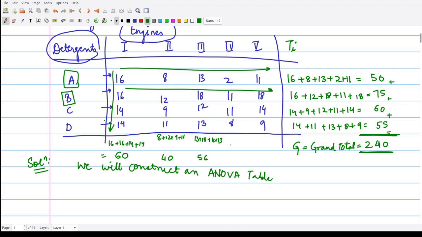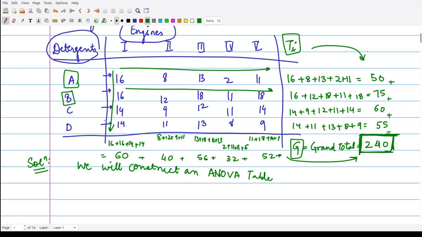Here it would be 2 plus 11 plus 11 plus 8, so it would be 32. And for the final column, we have 11 plus 18 plus 14 plus 9, which is equal to 52. When you add up 60 plus 40 plus 56 plus 32 plus 52, you will again get 240. So this number should be the same if you add up column wise or row wise, and this is known as G. So now we have Tis for detergents.